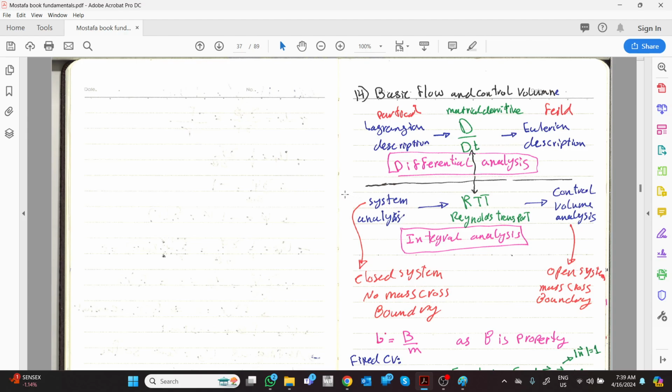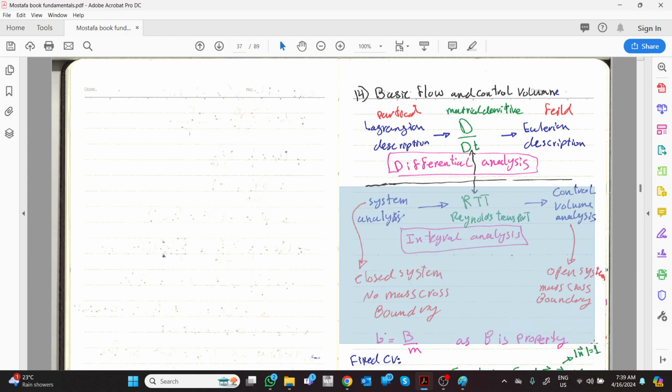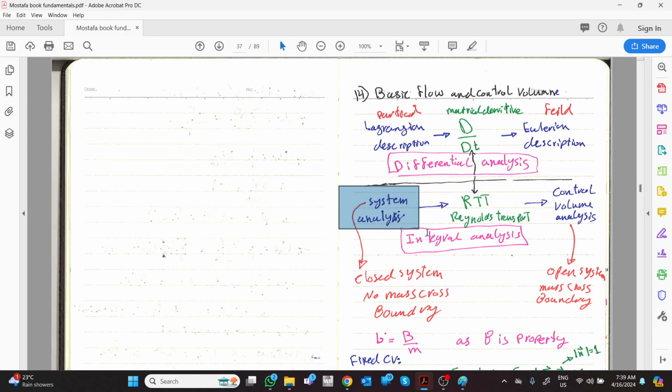Now we need to discuss something else, which is system analysis and the control volume analysis. System analysis is a closed system, no mass crosses the boundary. It is a closed system. A control volume is an open system, in which masses can cross the boundaries.